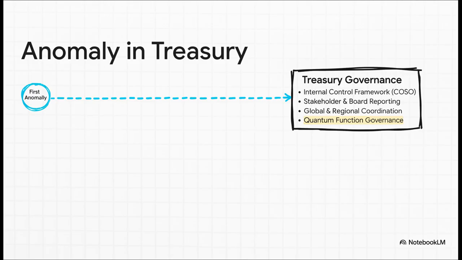But then, you jump to a completely different part of the map. Section F11, all about treasury governance. You're reading about internal controls, reporting, and bam, there it is again. The very last item, number 26, the exact same phrase.